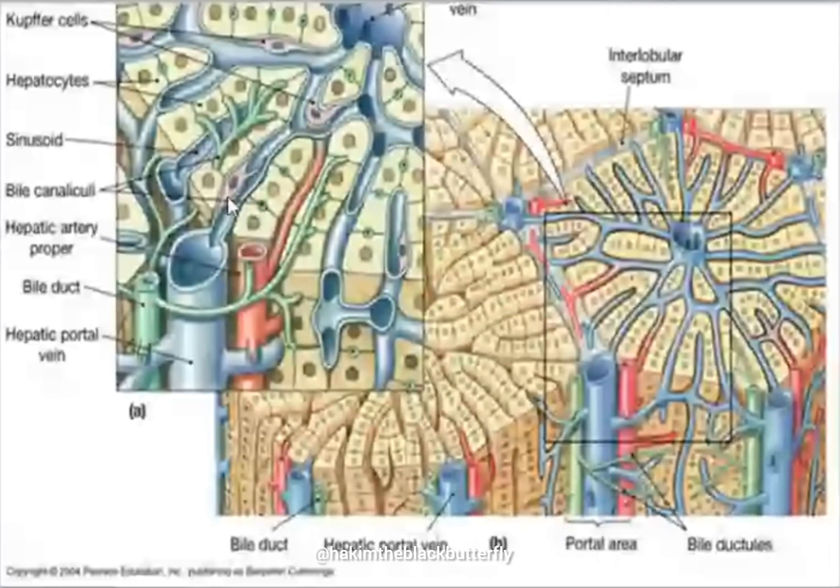What are these Kupffer cells? The Kupffer cells are white blood cells. And these white blood cells are known as macrophages. They engulf bacteria which are within the blood passing through this sinusoid. And that engulfing of bacteria is part of filtration. So filtration involves removal of toxic substances and removal of bacteria by these macrophages known as Kupffer cells.